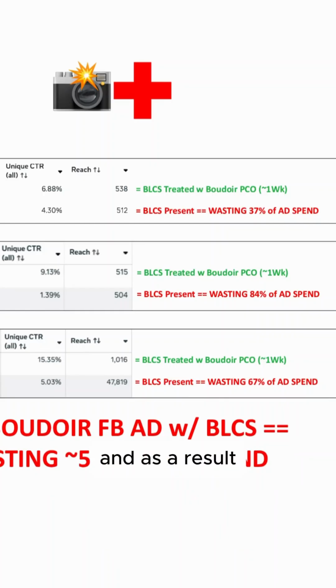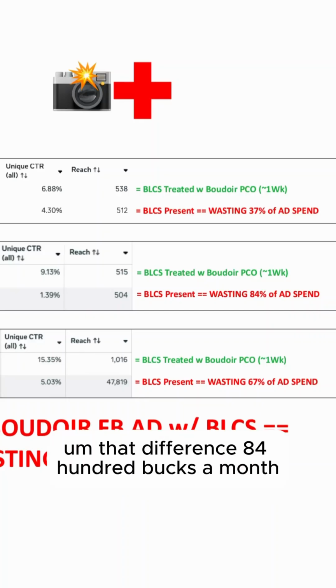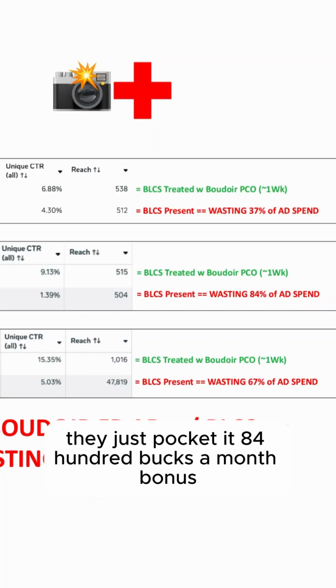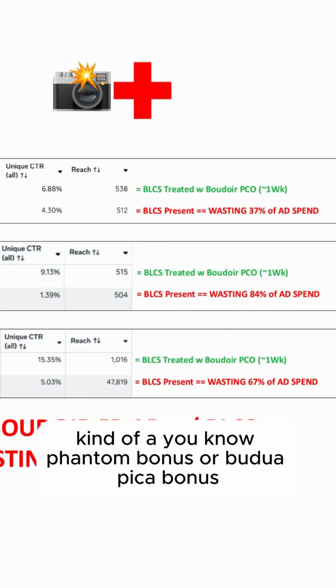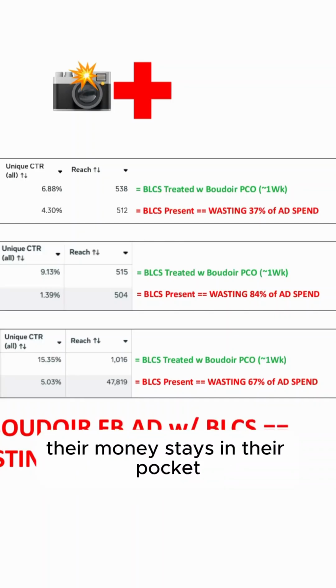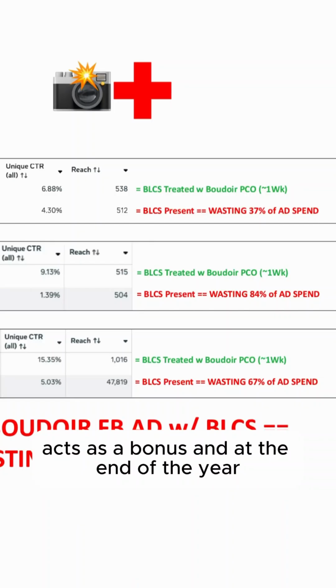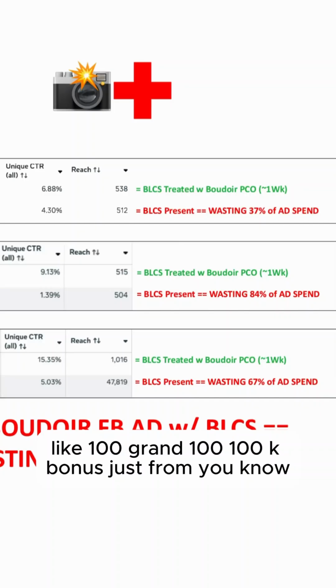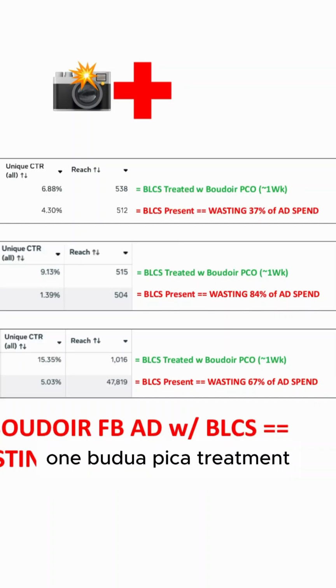And as a result, that difference, $8,400 a month, they no longer have to spend. They just pocket it, an $8,400 a month bonus, kind of a phantom bonus or Boudoir Pico bonus. They just simply don't spend the money. It stays in their pocket and acts as a bonus. And at the end of the year, it's like 100 grand, a 100K bonus just from one Boudoir Pico treatment.